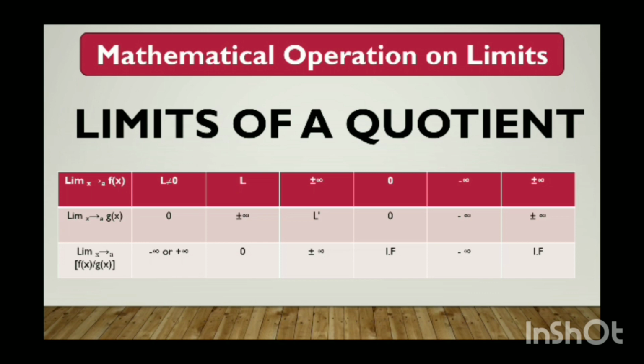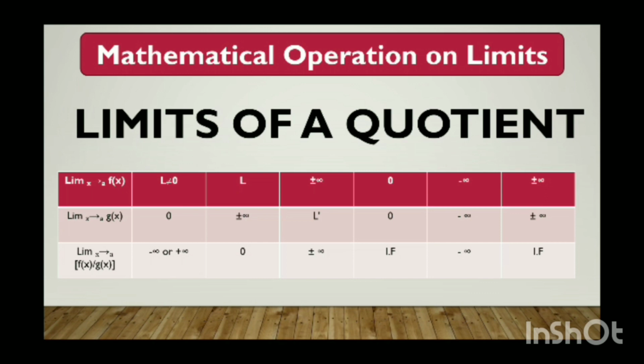Now the sign of this infinity depends on the sign of the limit of f of x. Provided the limit of f of x is not 0, if the limit of f of x is positive, like let's say 3 or 5, then the limit of this product will be positive infinity. But in case it is negative 5, then the limit of the product will be negative infinity.